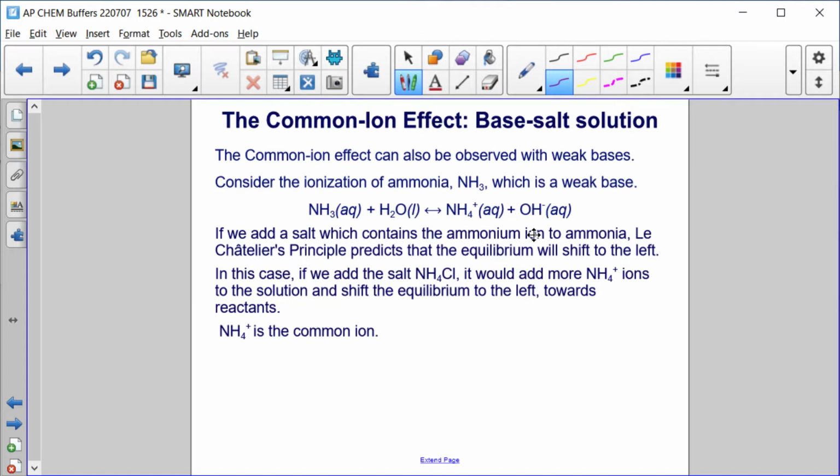If we add a salt that contains the ammonium ion to the ammonia solution, Le Chatelier's principle predicts that the equilibrium will shift to the left. In this case, if we add the salt ammonium chloride, NH4Cl, it would add more ammonium ions to the solution and shift the equilibrium to the left toward the reactants. In that case, the NH4 plus is the common ion.